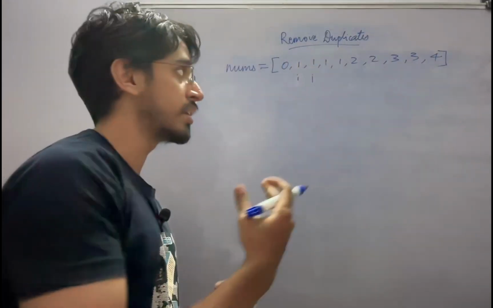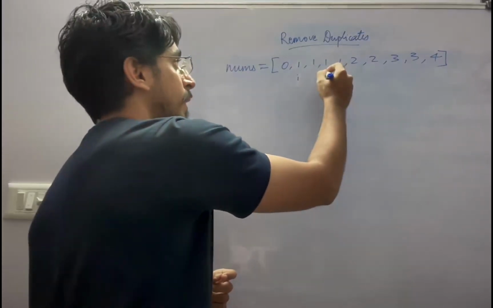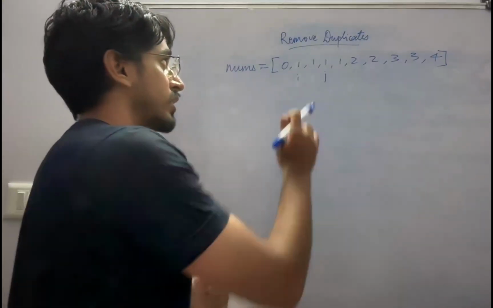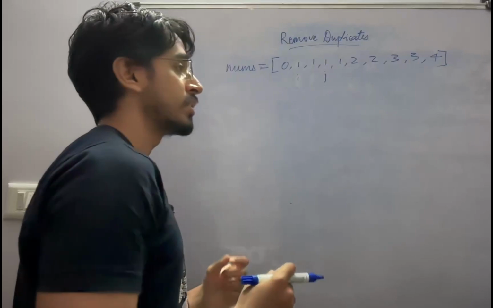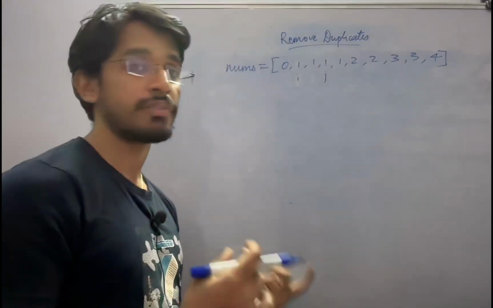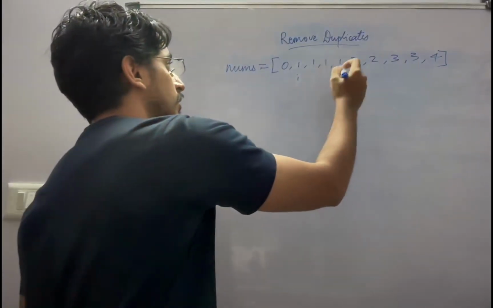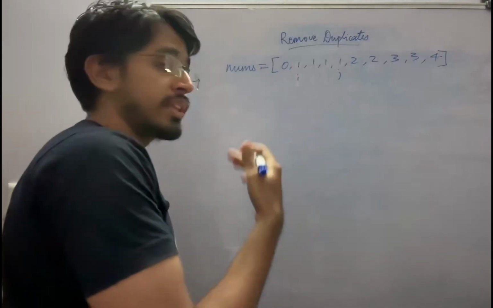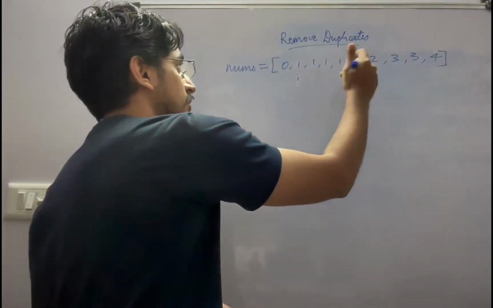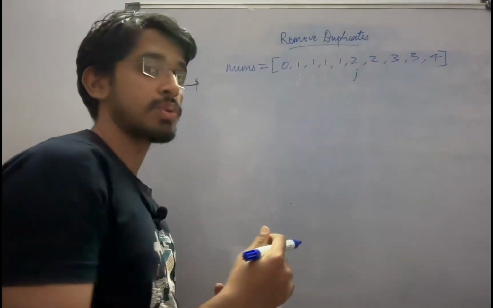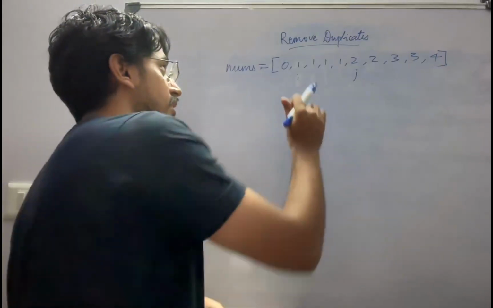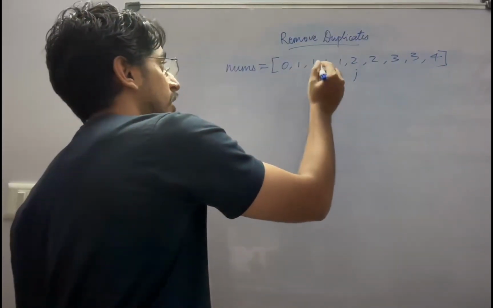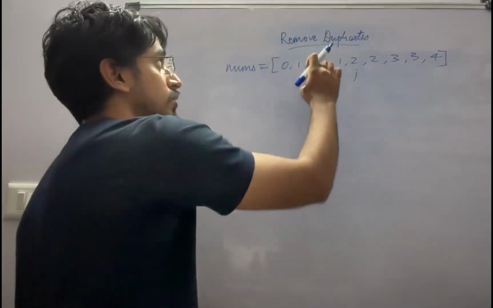Then I increment j. Now we check if I and j are equal. Yes, they are equal, so we don't do anything, we increment j. Again they are equal, we again increment j. Now they are not equal. So as I told, we need to increment I and set the value of I to the value of j. So I becomes 2.